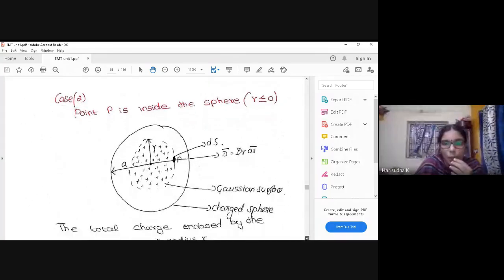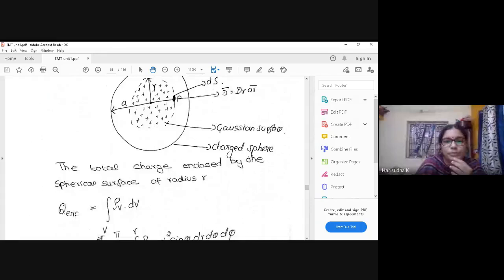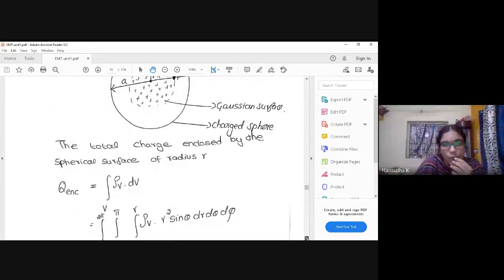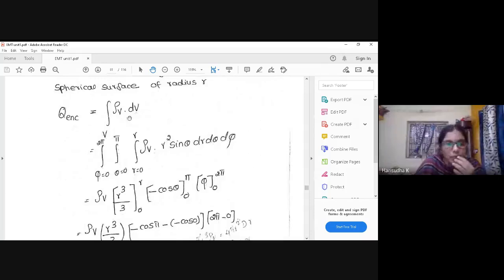Okay. Now, we'll try to find in the same procedure. So what is your enclosed charge? Enclosed charge with respect to volume and with respect to surface area we are going to find. So with respect to volume, the equation is rho v into dv. We know what is dv: r square sine theta dr d theta into d phi.